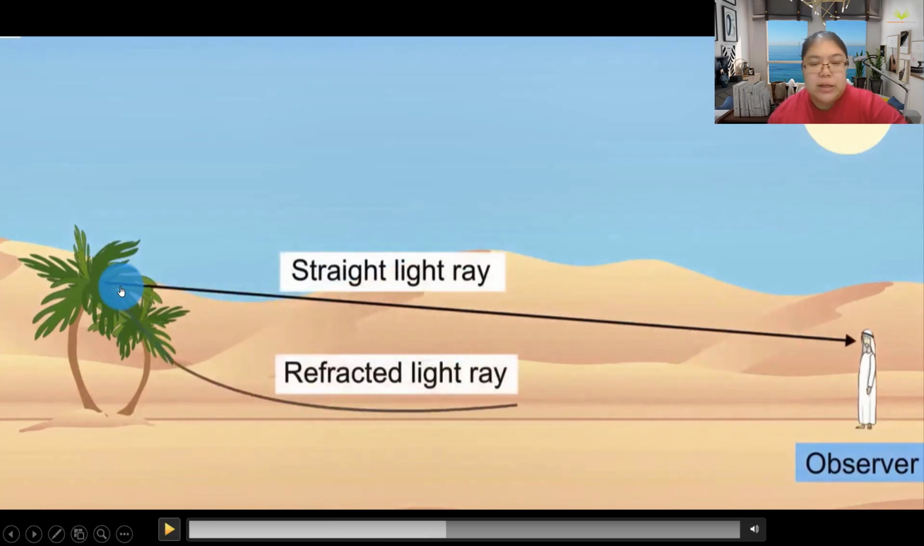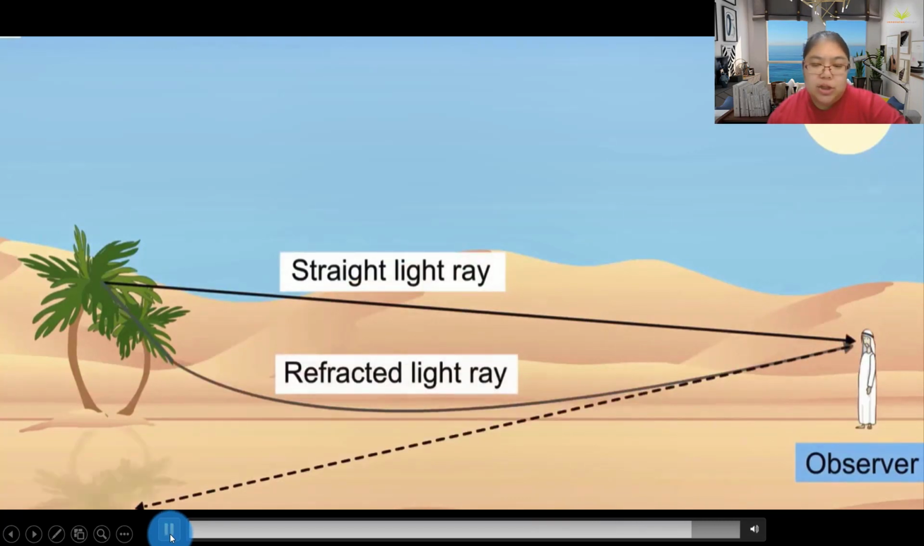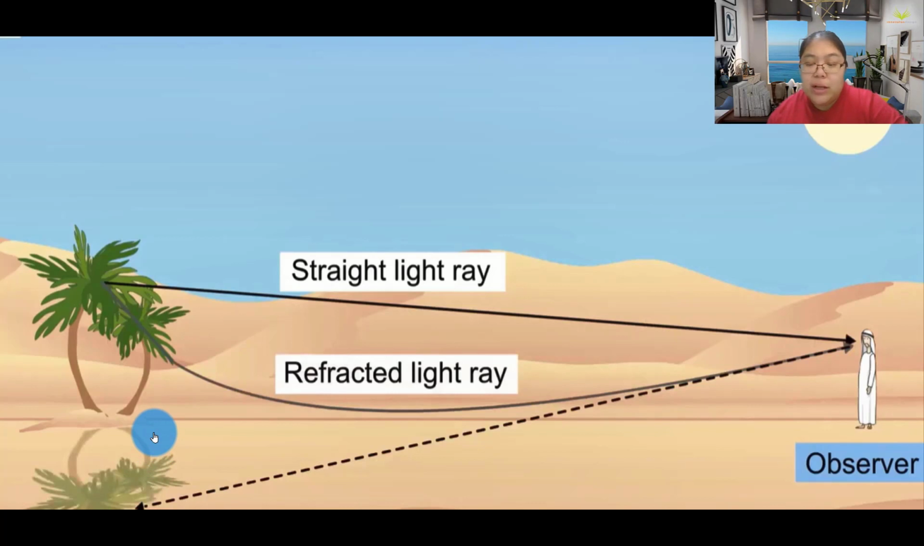So there is a straight line of the ray. But because the layers have different densities, the refracted ray will happen. It continues to bend away from the normal until this part. At this part, total internal reflection happens, so the ray goes to the observer's eyes. The observer's eyes see along the straight line, which means they can see the shadow on the surface of the road, or on the ground. So this one we call a mirage.